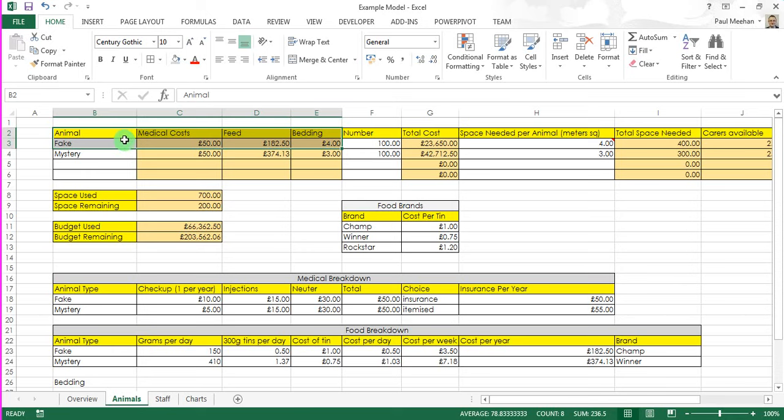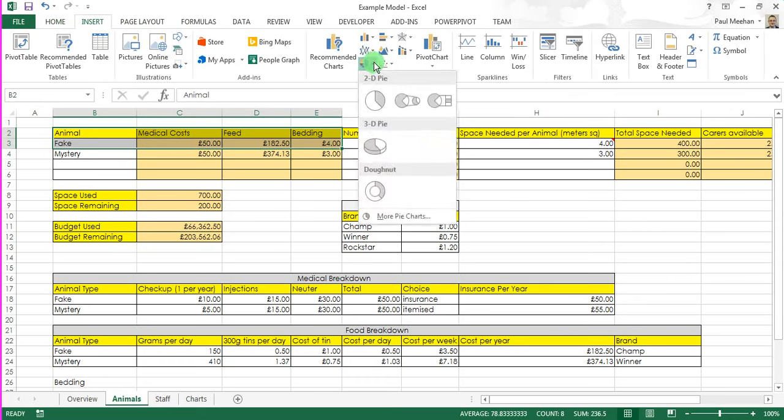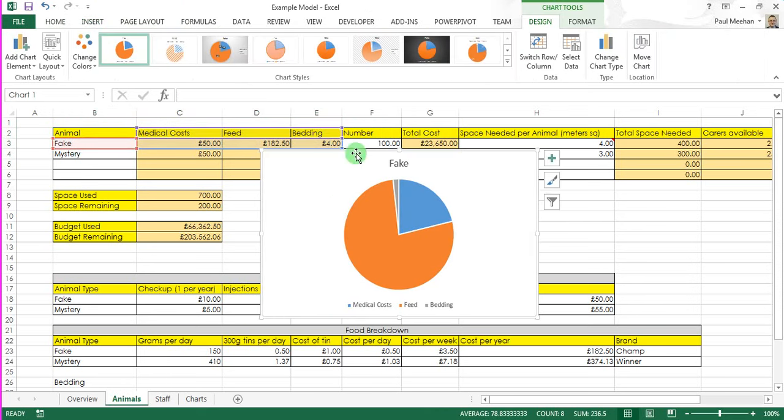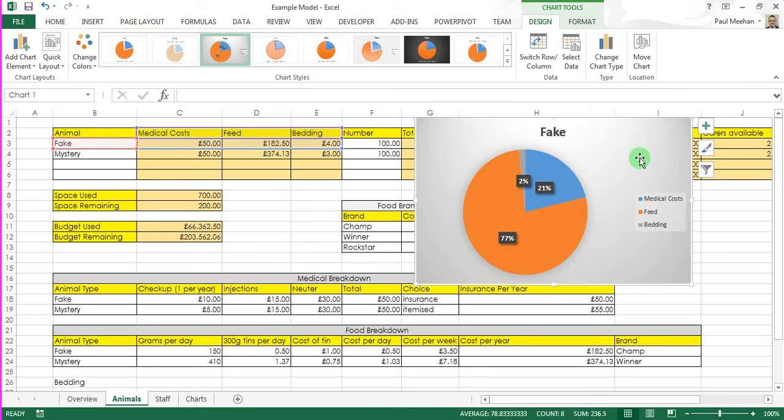We highlight this block here, and I'm going to go to insert, and I'm going to use a pie chart. You can use lots of different types of charts, but I'm just going to use a pie chart for now. So this is a breakdown of the costs for a fake. What are we spending the most on per animal? As you can see, the most money being spent on the animal is food.